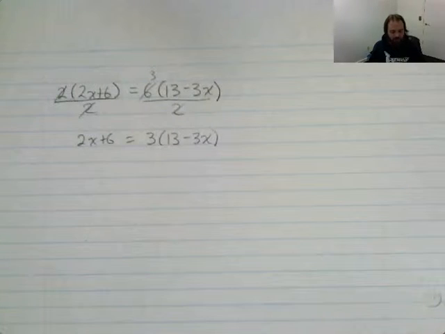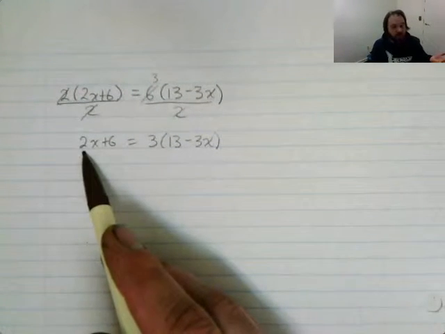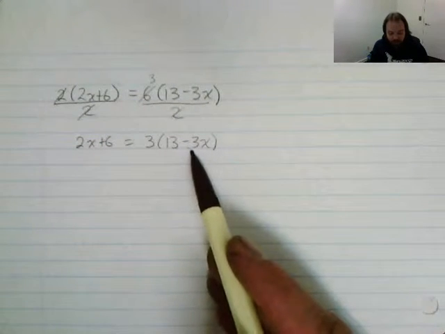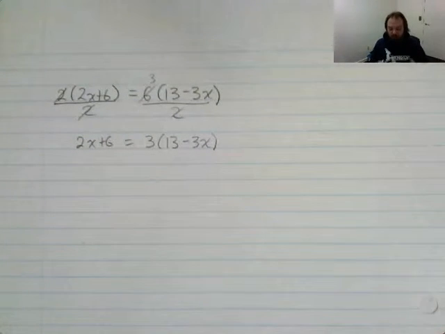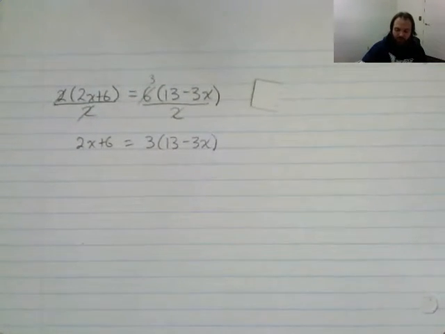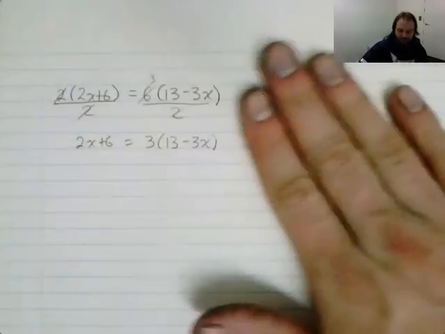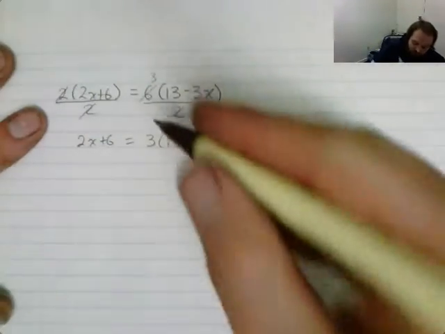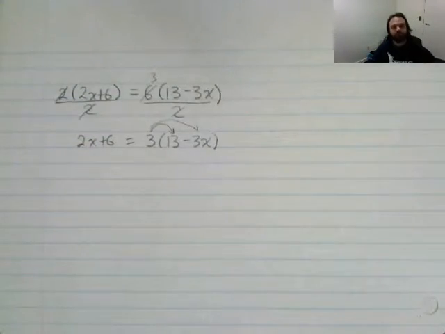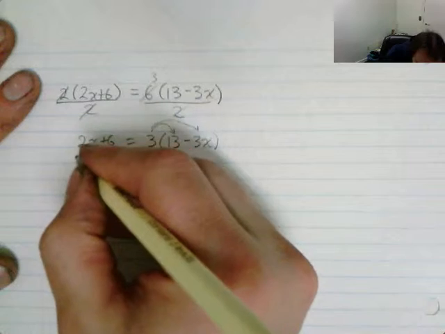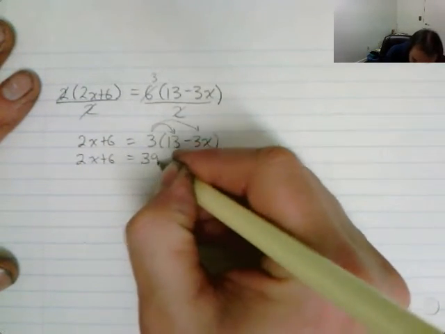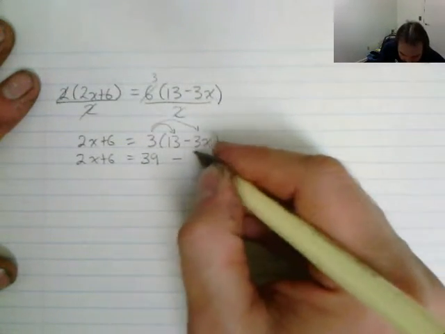Alright? Now I look at this, we have 1 group, or just 2x plus 6 on this side, and we have 3 groups of 13 minus 3x. So we have 3 groups of 13 of these singles, and 3 groups of 3 of these x's. So that means we have to use my distributive property and multiply this in to both. So I'm going to end up here now with 2x plus 6 is equal to 39, 3 times 13 is 39, minus 9x.